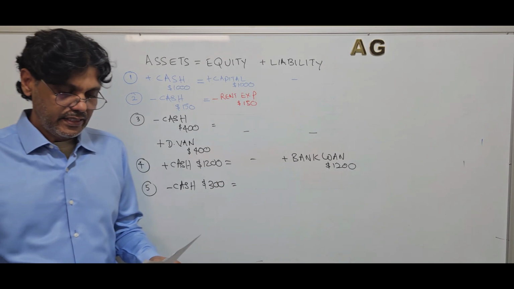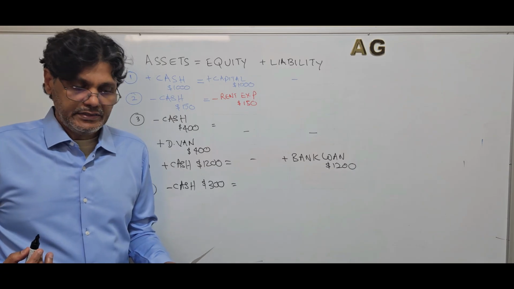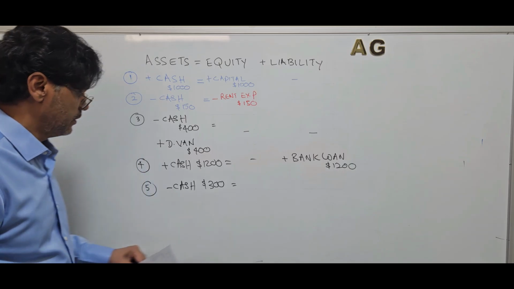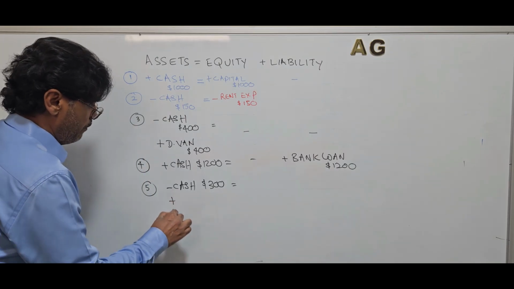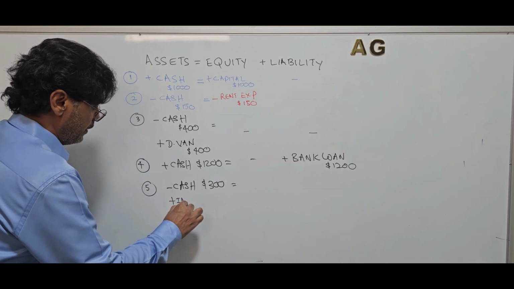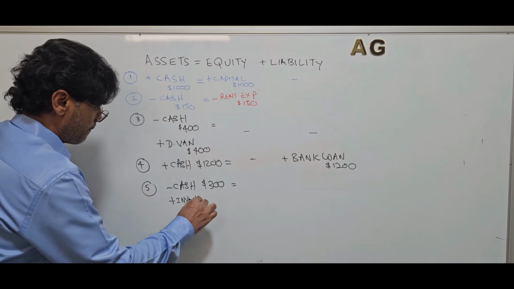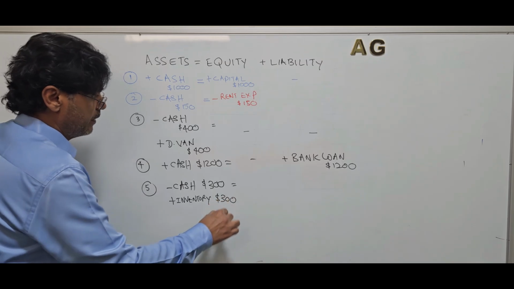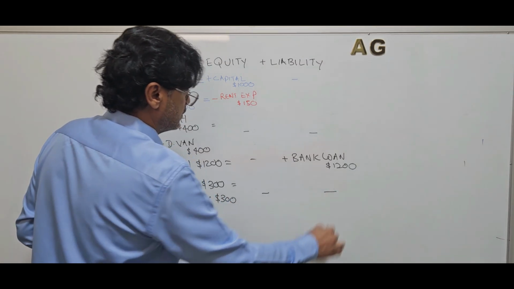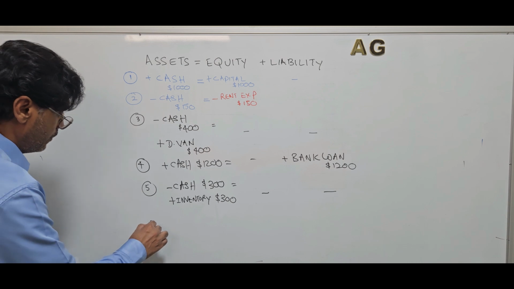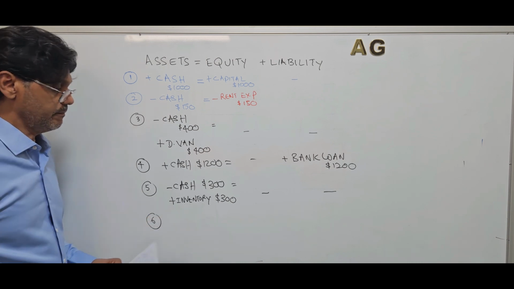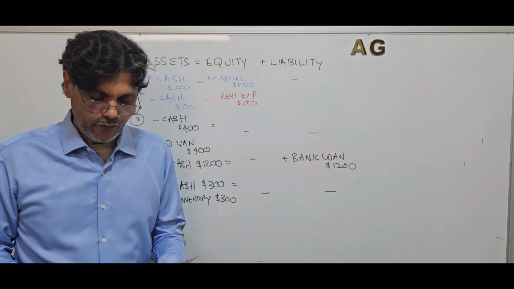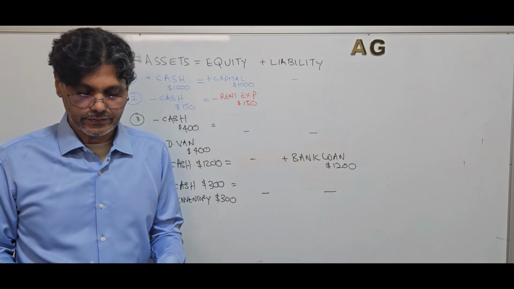Since the company has received goods for resale, we call it inventory or stock. So the inventory balance will also increase by 300, and there is no impact on the other side.